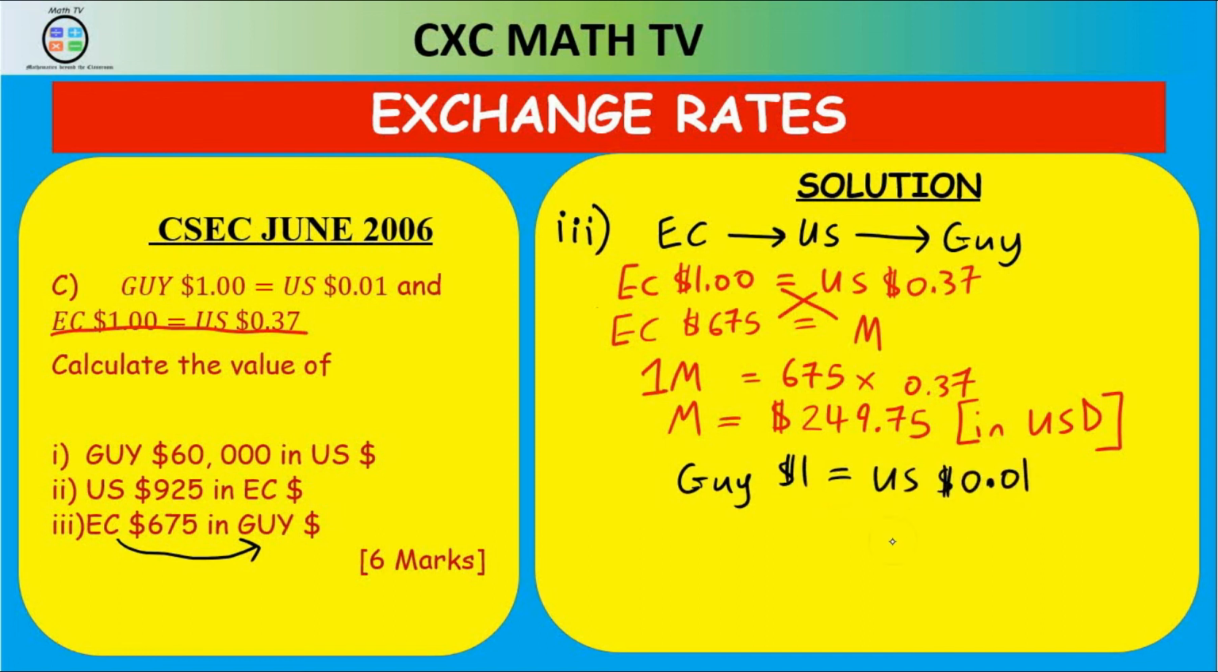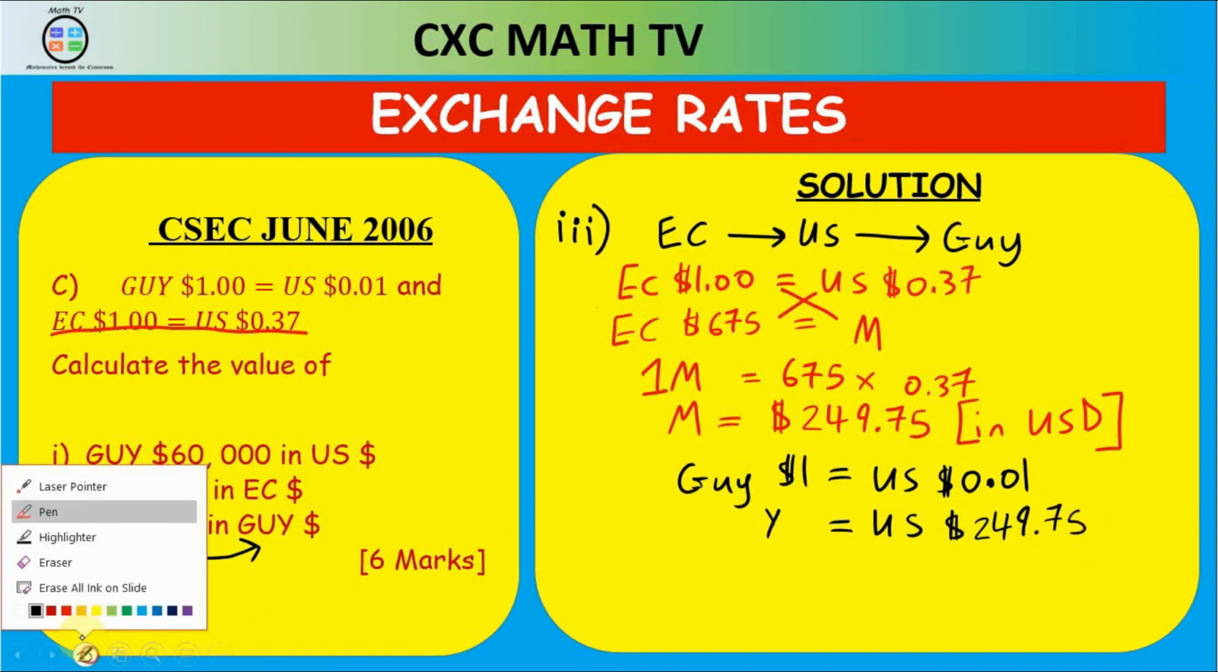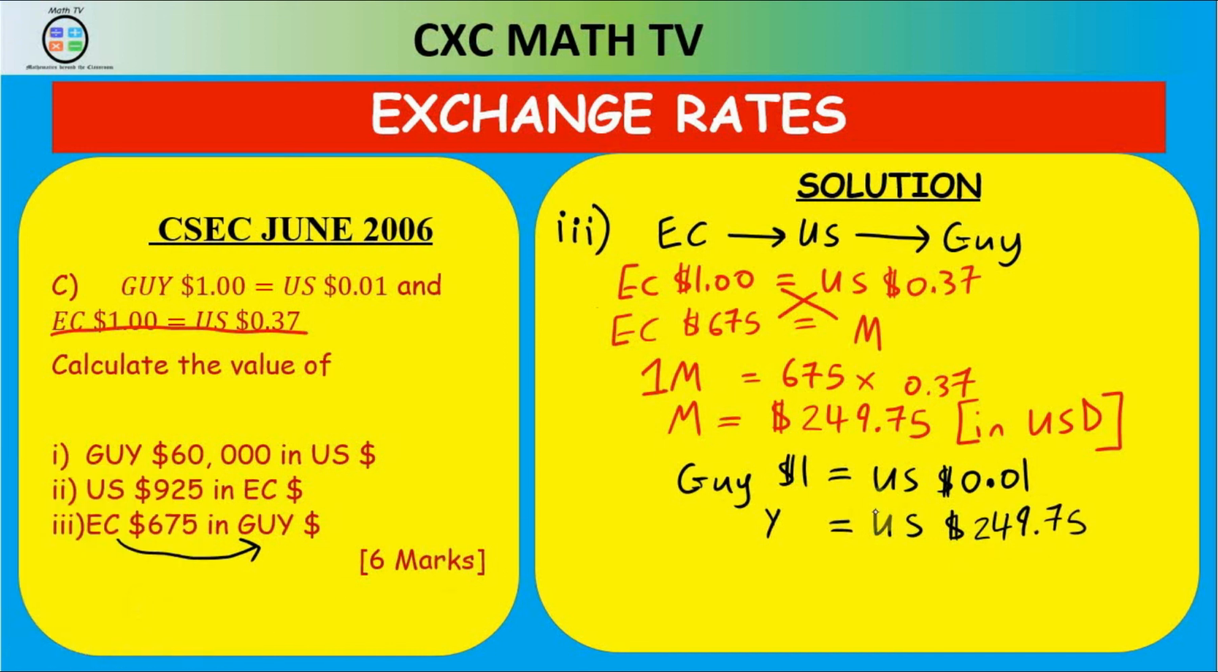Yes, I know that sounded awkward. Guyanese $1 is just 1 cent in US, that's fine. And now we want to work out how much is US $249.75 in Guyanese. No problem. So the first thing we're going to do again is cross multiply. Notice, guys, I don't know how many times I would have said it. Remember, you have to keep one particular currency on the left and the other particular currency on the right side of the equation before you cross multiply.